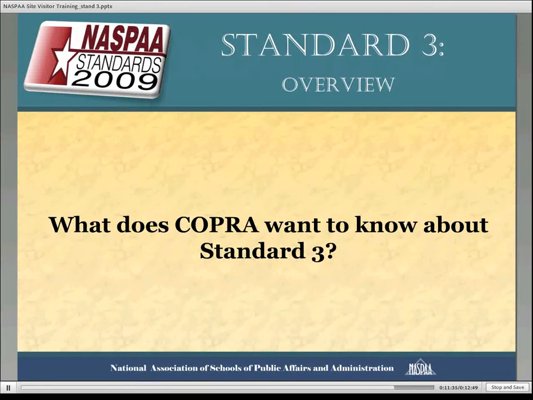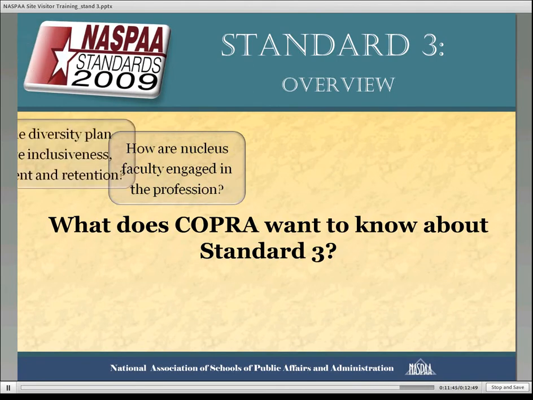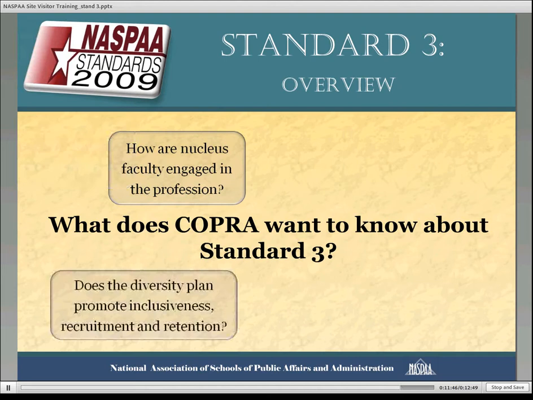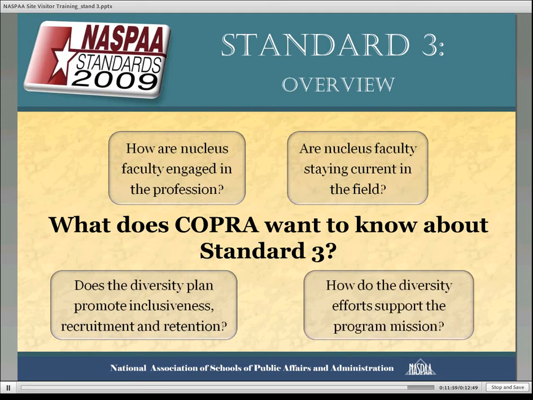So what is it that COPRA really wants to know about Standard 3? They want to know how the nucleus faculty engage in the profession. They want to know, does the student diversity plan promote inclusiveness, recruitment, and retention? And COPRA wants to know, are faculty staying current in the field? And how do diversity efforts support the program mission?